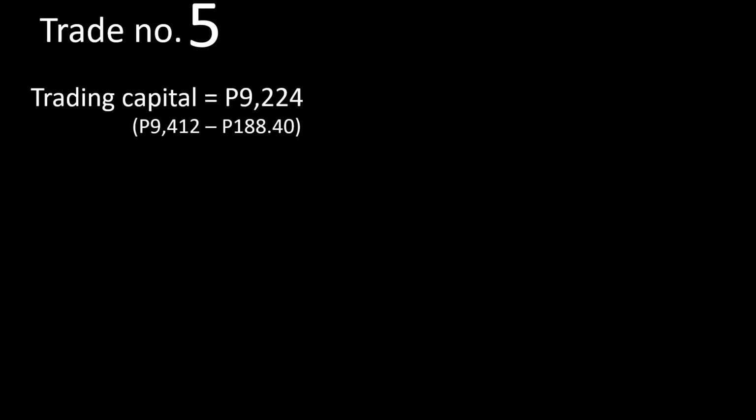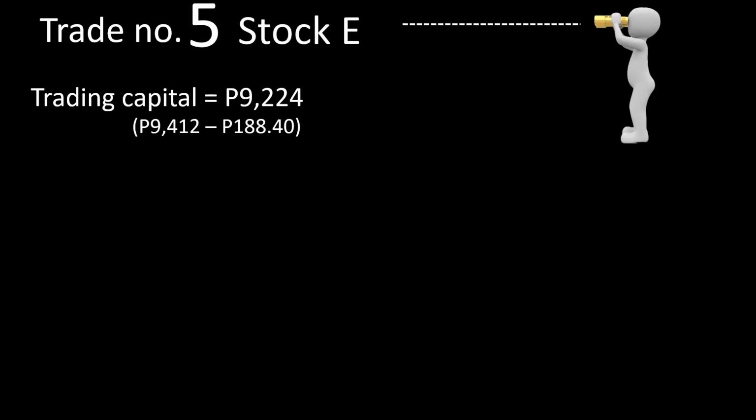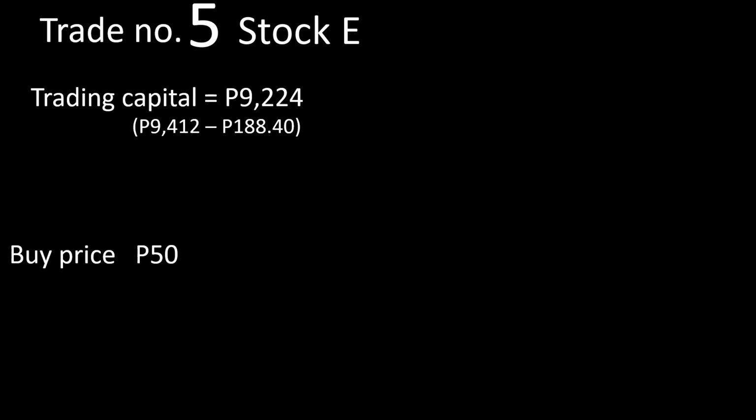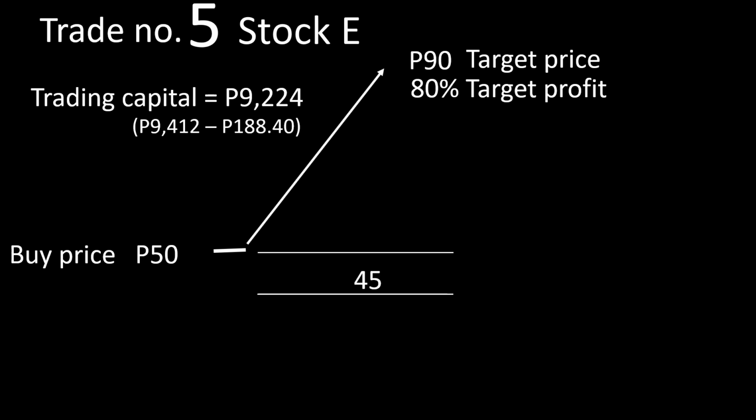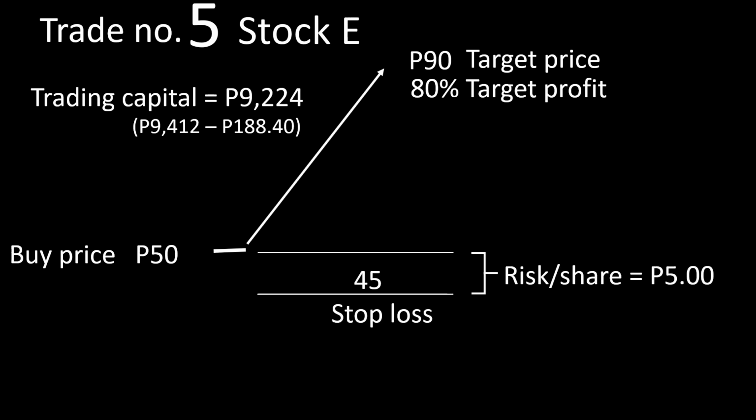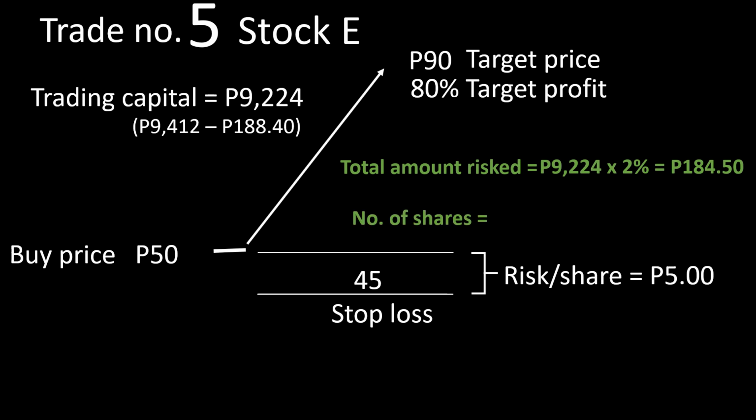Now we do trade number 5. Our remaining capital is 9,224 pesos. We look around and found stock E. It sells for 50 pesos per share. And the nearest strong resistance is at 90 pesos. And so you set that as your target price and a potential profit of 80%. You put your stop loss at 45 pesos. The number of shares you need to buy is 37.